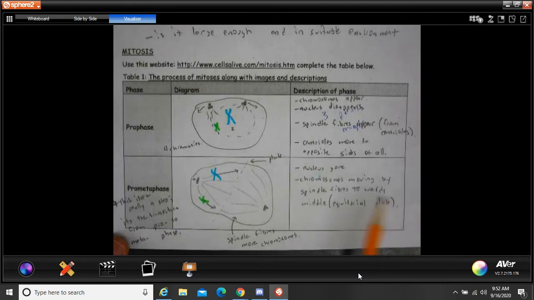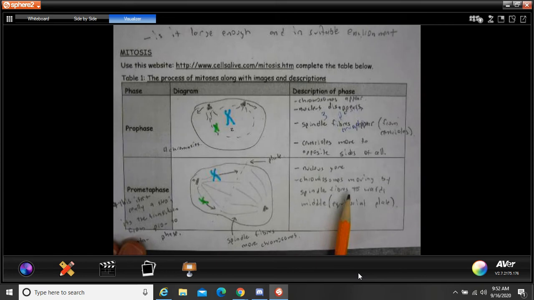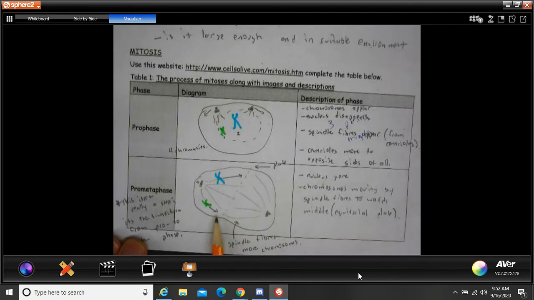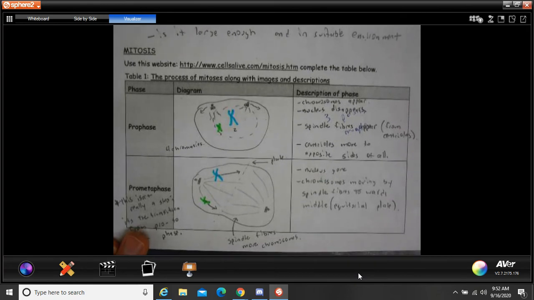Basically it's just finalizing some of the prophase things, and then the chromosomes are moving towards the middle of the cell, which we call the equatorial plate, or the equator of the cell. The chromosomes move, they don't just float around, they're moved by the spindle fibers. So the purpose of the centrioles making those spindle fibers is to connect them to the chromosomes, and then from there they can push them, pull them, and so on. So the chromosomes are being moved by the spindle fibers.